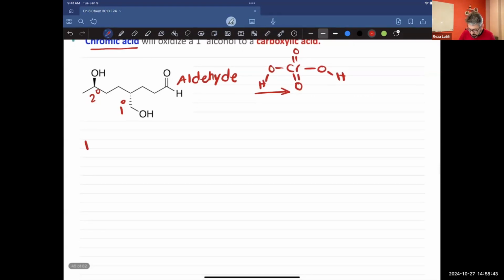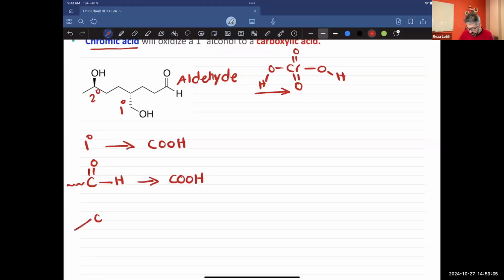Okay, primary alcohol, it will turn to COOH. Aldehyde, this is aldehyde. Aldehyde, because it has alpha hydrogen attached to it, it will again turn to COOH. And a ketone, this is going to be a ketone. Ketone has no alpha hydrogen, so we say no reaction. Okay, if it's a ketone.